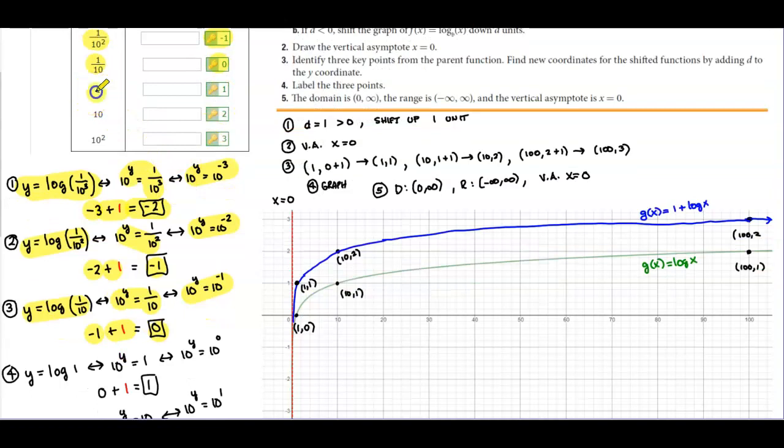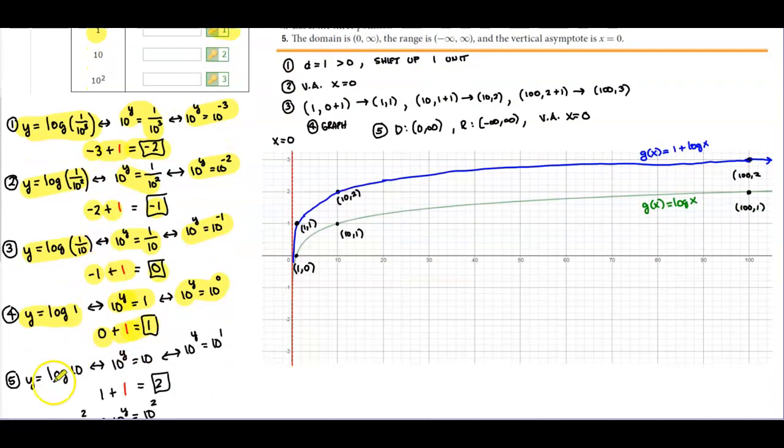Next, we have an input of 1. So we have y is equal to the log of 1, which is the same thing as 10 to the y power, which is equal to 1. And another way of writing 1 with a base of 10 would be 10 to the 0 power. And so therefore, that value is 0. And if we add 1, then we get 1 for our output.